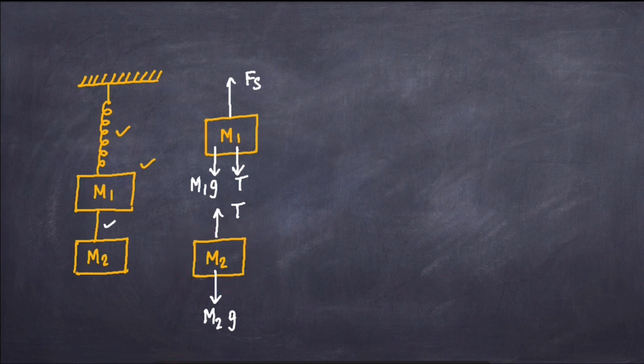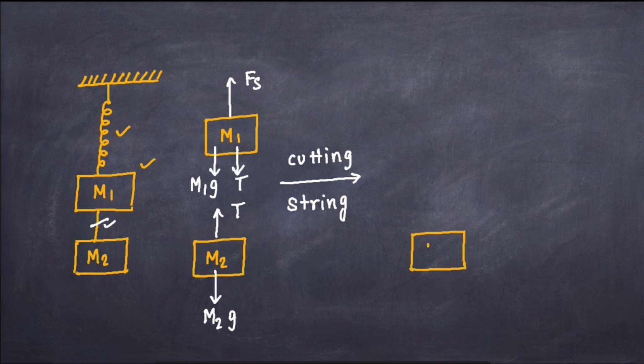cutting this string. Now I am cutting this string, not the spring. Remember, I am cutting only the string, from here. What will happen now? As I have said, when you cut the string, m2g, the weight, will always act downward, but the string becomes slack. So the tension provided by the string will be zero, as I explained in the previous slide. Again for the block of mass m1, let me draw the free body diagram.